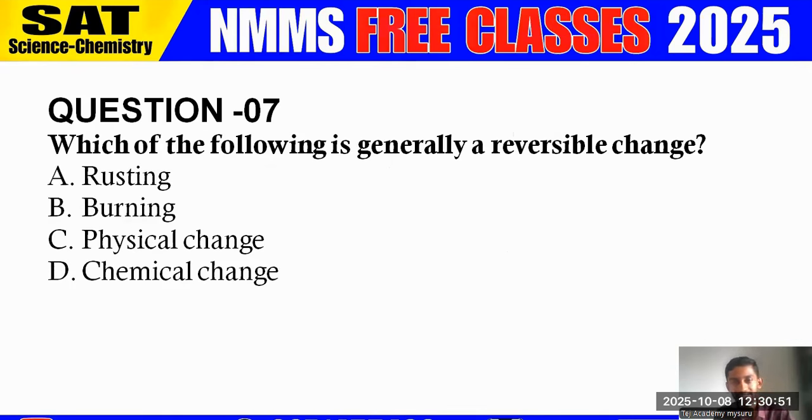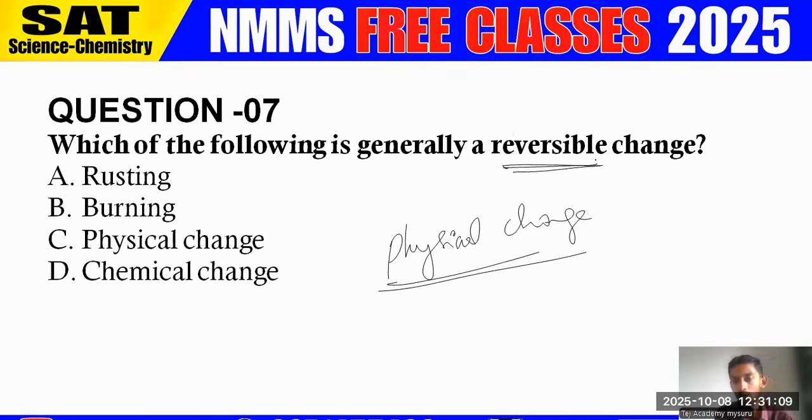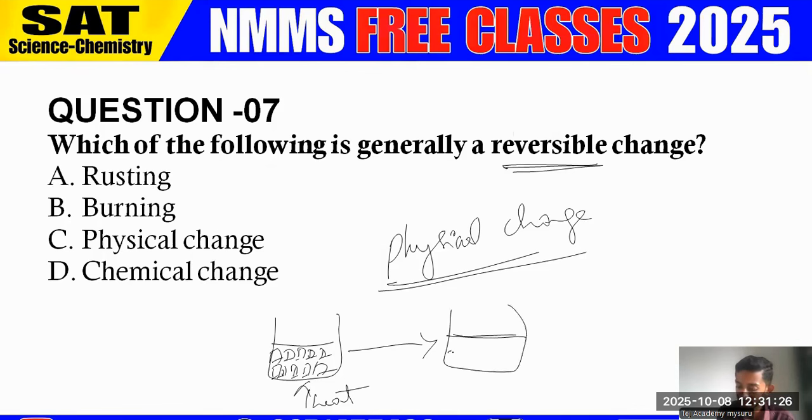Which of the following is generally a reversible change? I already explained in question number 2 that all physical changes can be reversible changes. How? I will illustrate with an example. If you take ice cubes in a beaker, and you supply some amount of heat, it will convert into water. Is it not? It was in the state of solid, now it is in the state of liquid.